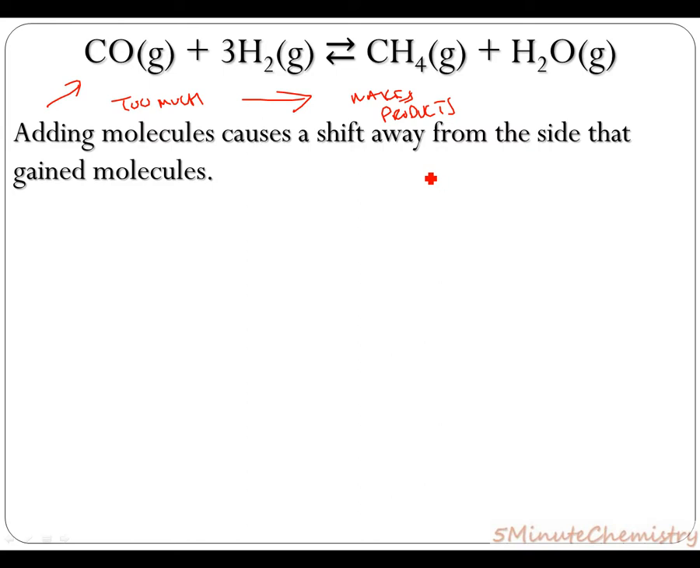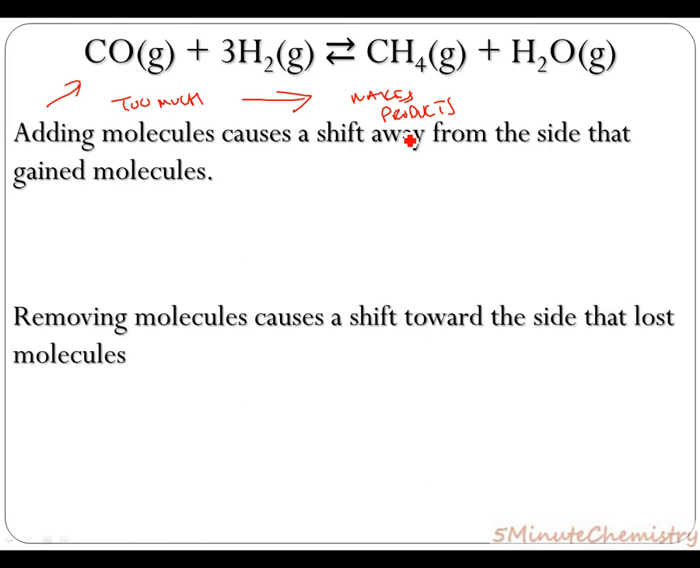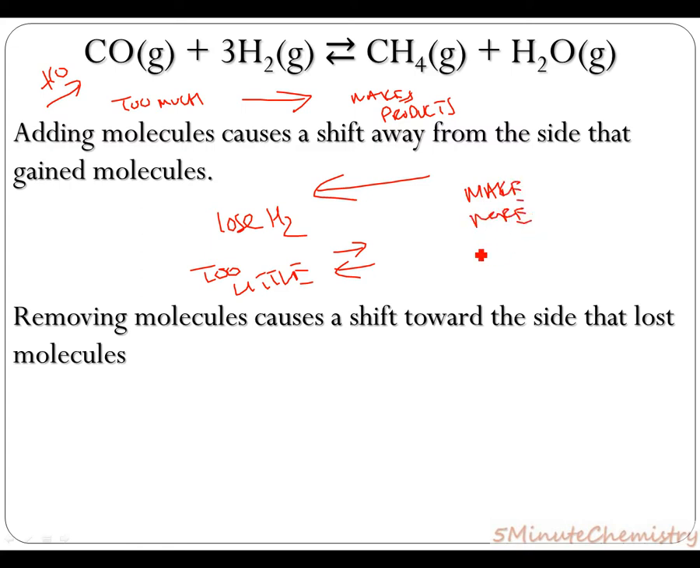Now, if I were to, instead of add molecules, if I were to remove molecules, okay, so instead of adding CO, if I were to, let's say, take away hydrogen gas, if I were to lose H2, the problem that I now have in my equilibrium system, right? I lost H2, so the problem is too little on the reactant side. I don't have enough. The system responds to that stress by shifting to the left, and it's going to make more reactants.